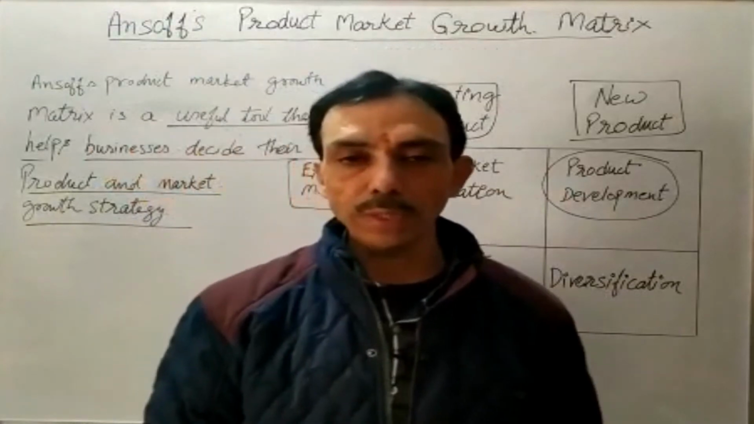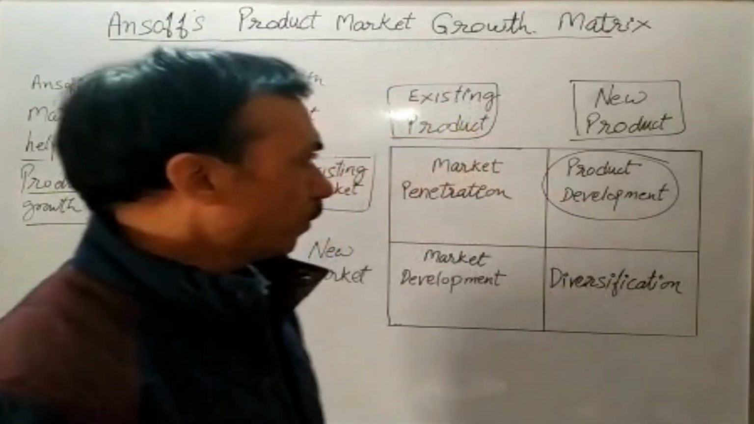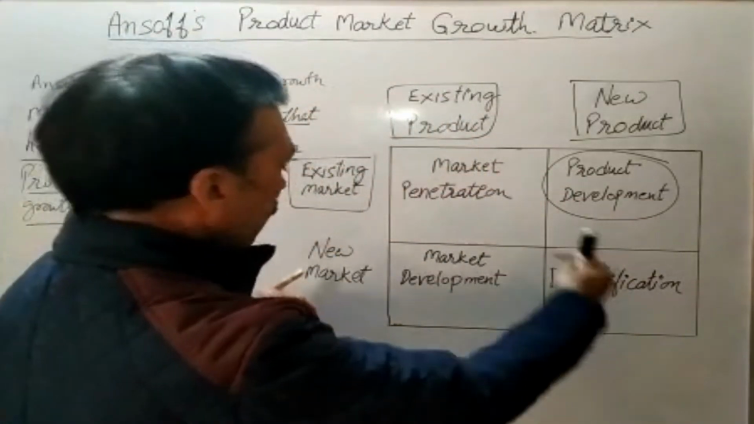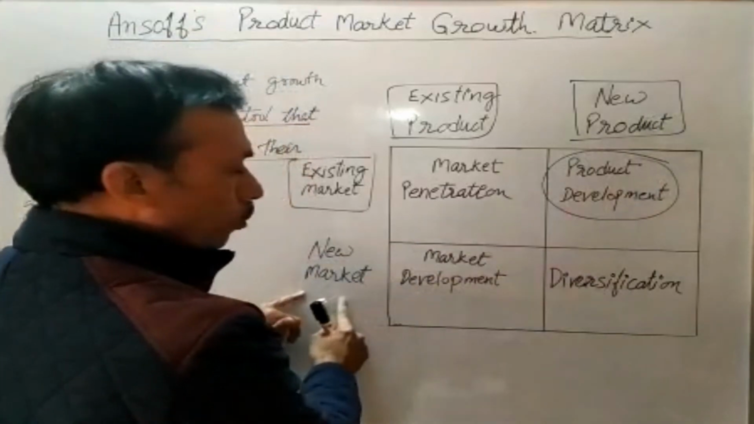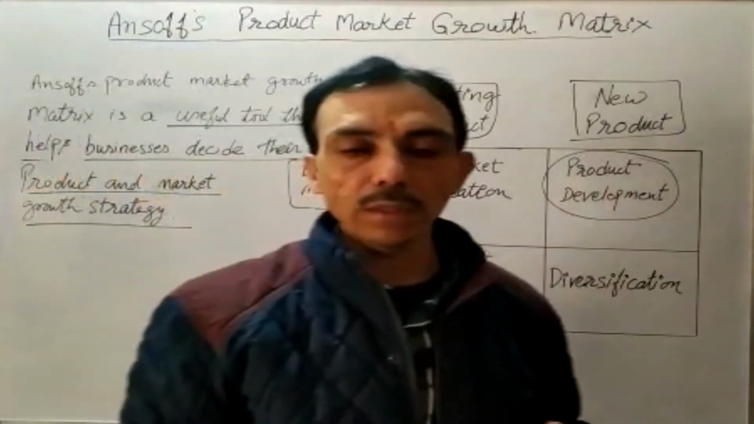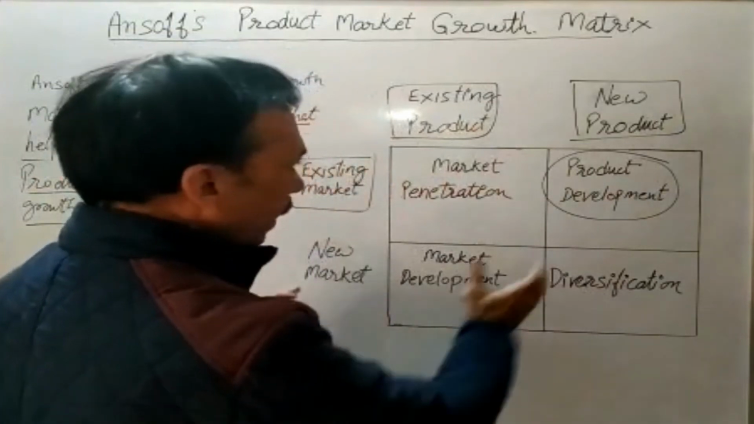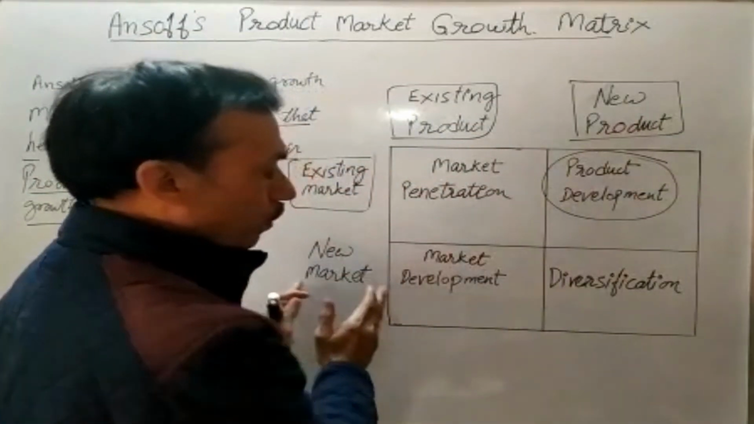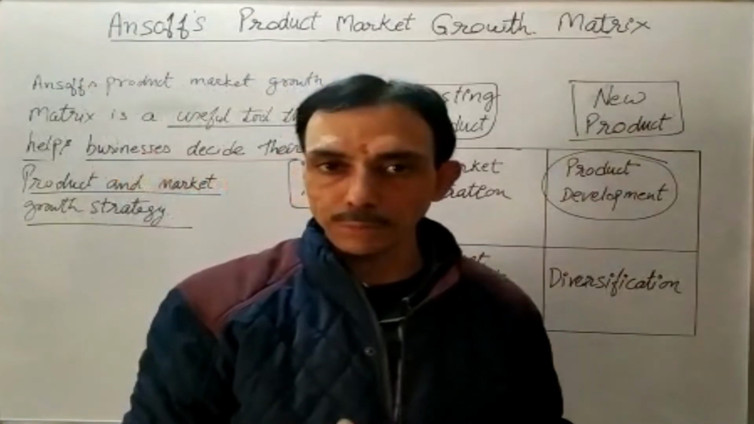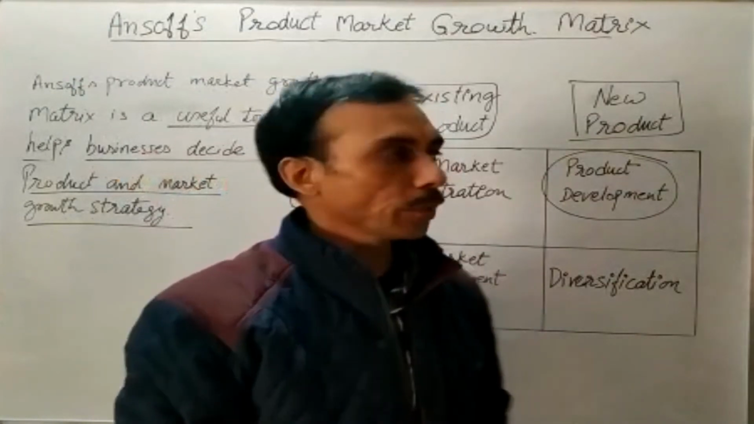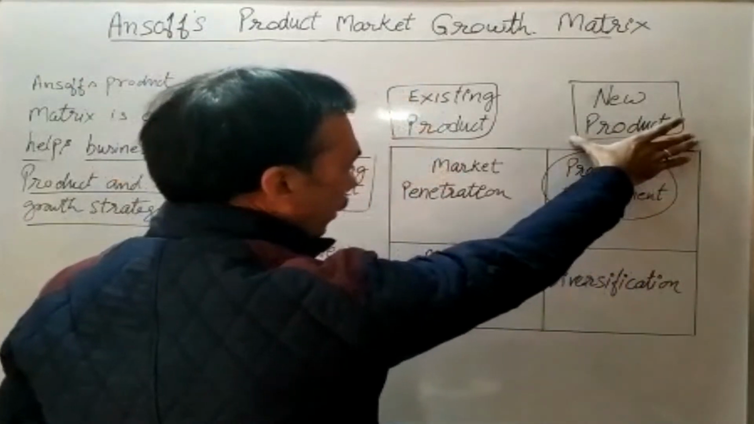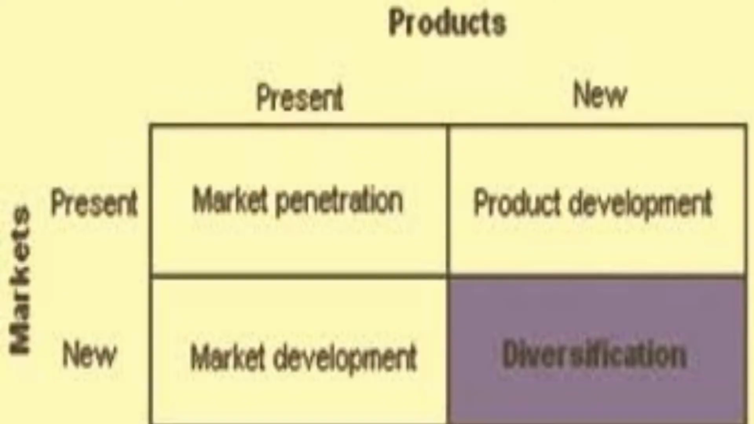Under the diversification strategy, firms are offering the new product in the new market. This is a very risky strategy because in this strategy, firms are entering a market which is absolutely new, where firms are offering their new product. Diversification refers to the growth strategy where a business markets a new product in a new market.